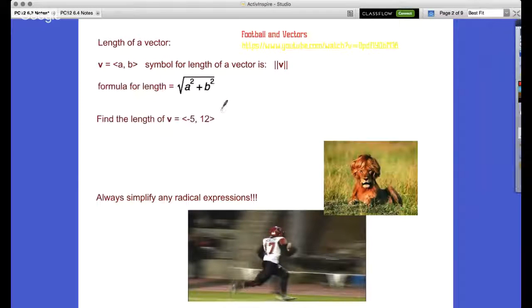Also make sure that you know this: when we have something that's in component form, we can graph it by going left, in this case left 5, and then up 12. So it goes up there, and starts at 0, 0, right? So we have a vector that goes in this direction.